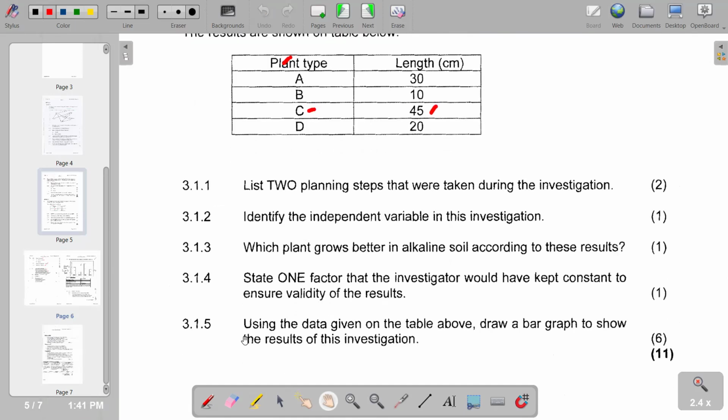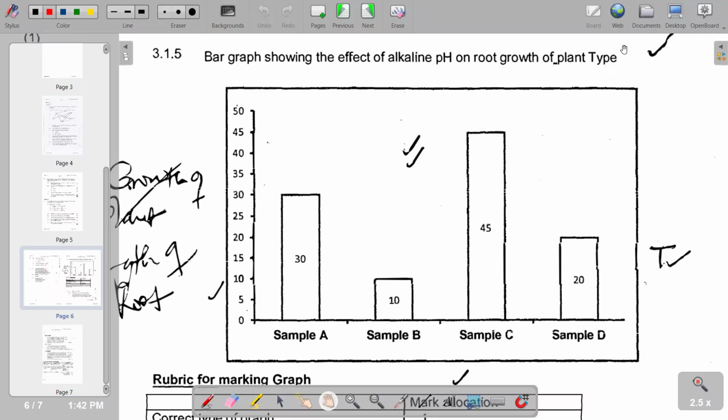Then on 3.1.5, using the data given in the table above, draw a bar graph to show the results of this investigation. This is a typical bar graph that you can come up with, whereby we have plant A, plant B, plant C, and plant D. So basically, this is what we have on this part.